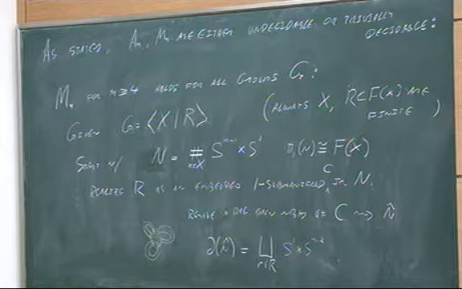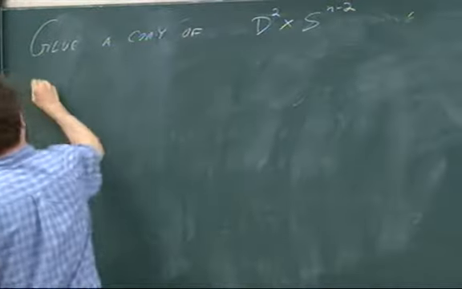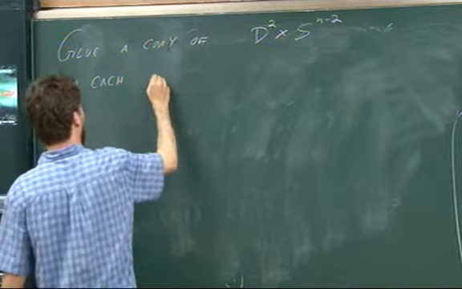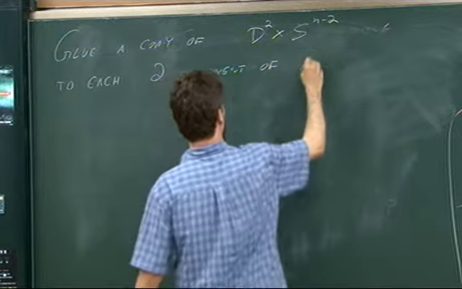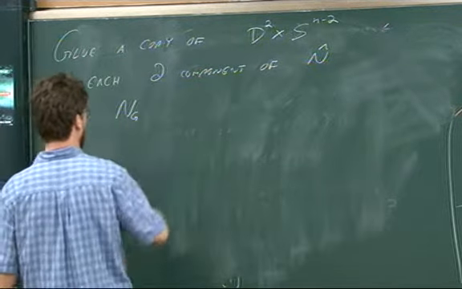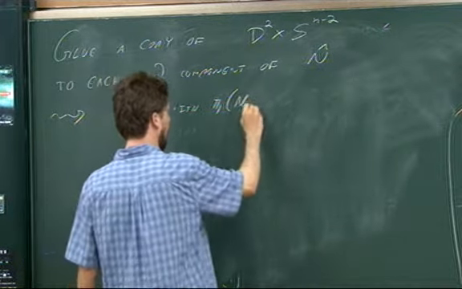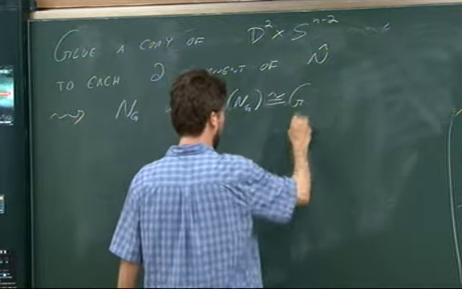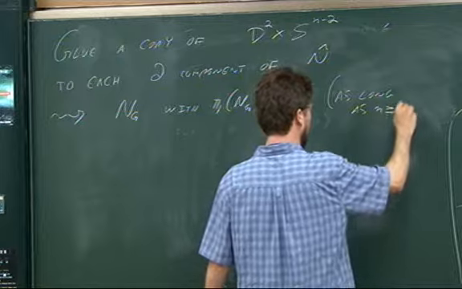So now we want to glue a copy of D^2 times S^(n-2) to each boundary component of N hat. This gives me what we'll call N sub G. And we can check that the fundamental group of this N sub G is isomorphic to G, as long as n is at least 4.